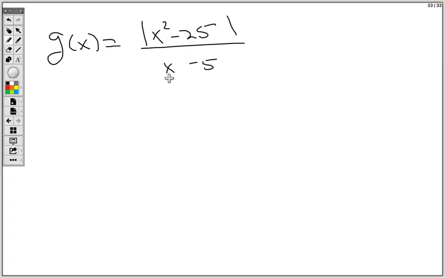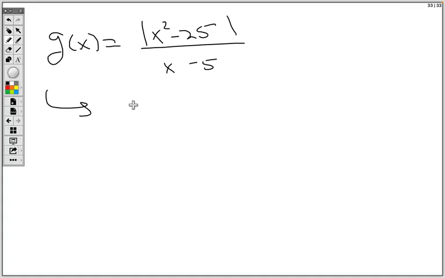Now once again, the function here is going to be continuous. We've got the absolute value, which is continuous, and we're combining that with quadratic functions and linear functions. So this will be continuous on its domain. So I have to look at where am I going to get in trouble here with the domain.